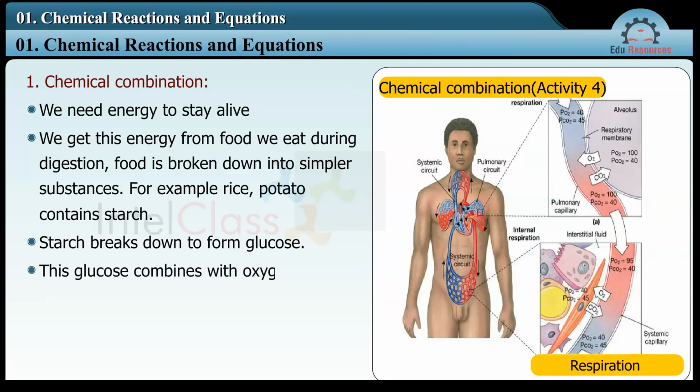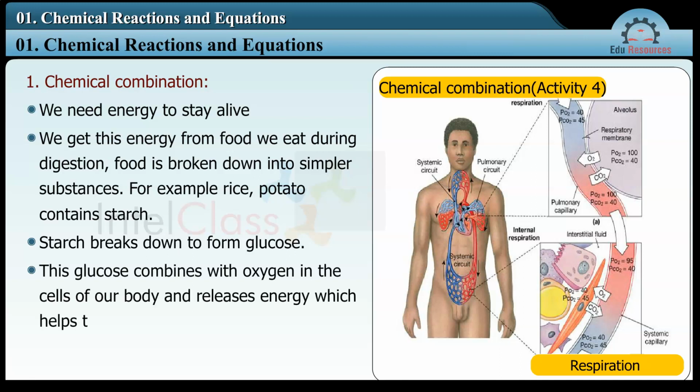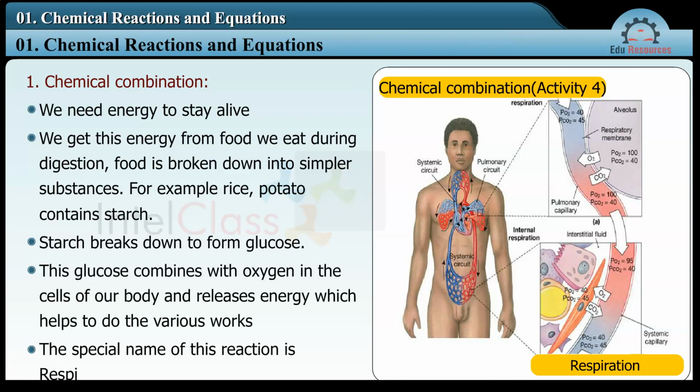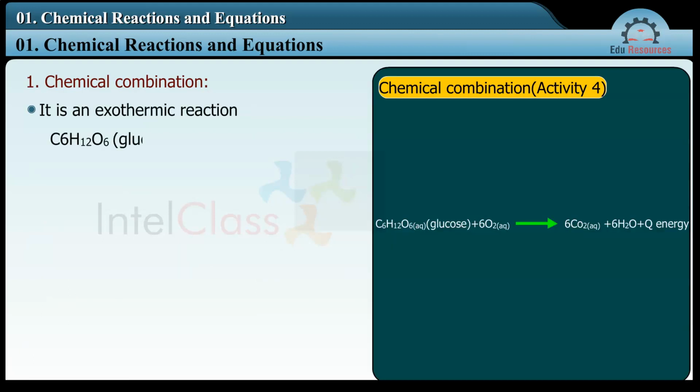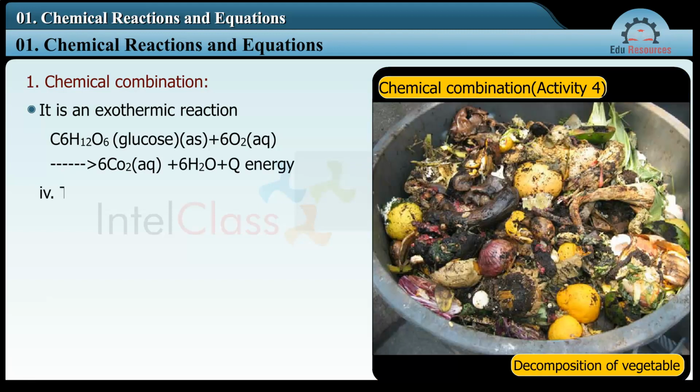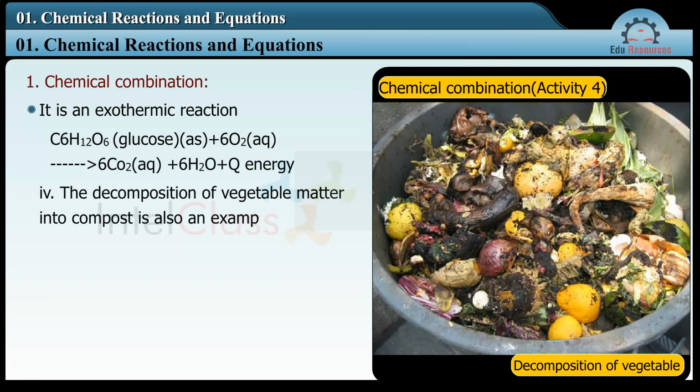This glucose combines with oxygen in the cells of our body and releases energy which helps to do the various works. The special name of this reaction is respiration. It is an exothermic reaction. C6H12O6 + 6O2 gives rise to 6CO2 + 6H2O + Q (energy). The decomposition of vegetable matter into compost is also an example of an exothermic reaction.